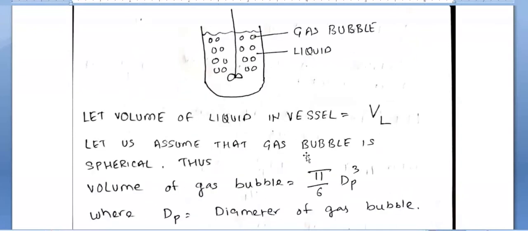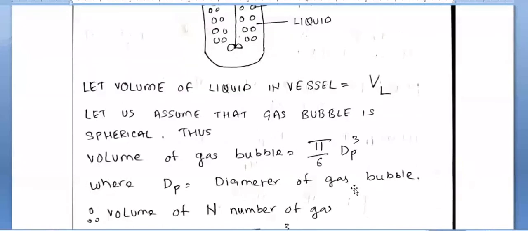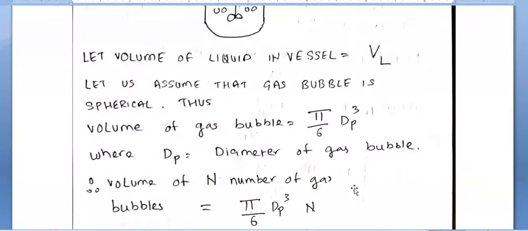Let us assume that the gas bubble is spherical. So I have drawn them as near as possible to spheres. I am assuming that the gas bubbles are spheres. Now, the volume of the gas bubble is equal to pi by 6 dp raised to 3. This is the formula which you should know very well. From 4 by 3 pi r cube, I got pi by 6 dp raised to 3, where dp is the diameter of the gas bubble. Very good. Next point.